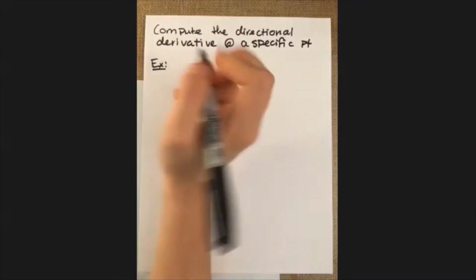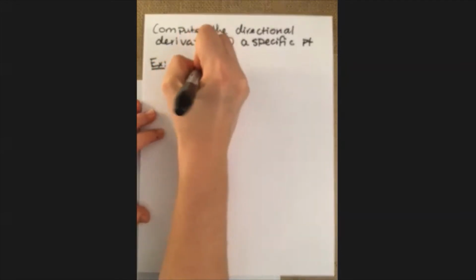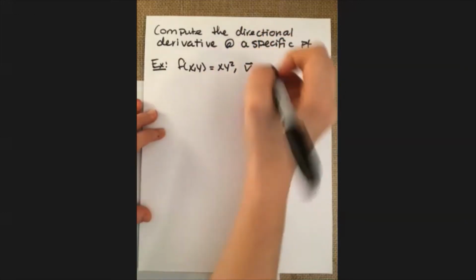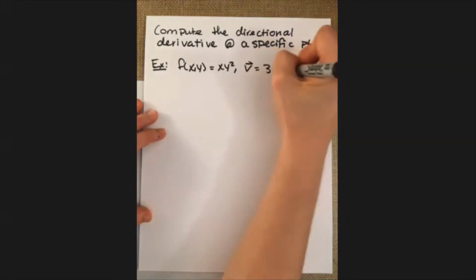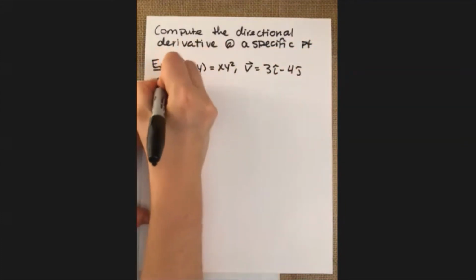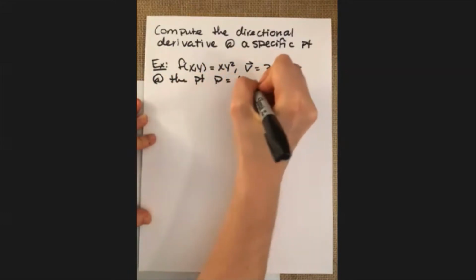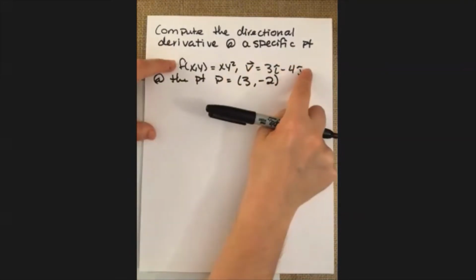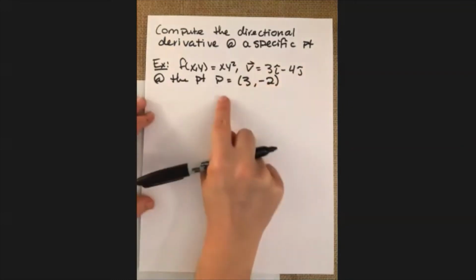So we can return to an example that we just worked on. F of x, y equals xy squared. The directional derivative in the direction of v equals 3i hat minus 4j hat, and we're going to do this at the point p equals (3, -2). So our general strategy here is going to be to take the directional derivative using the function and the vector, and then all we have to do at the end is plug in the point.